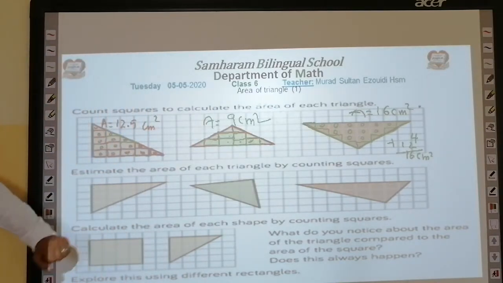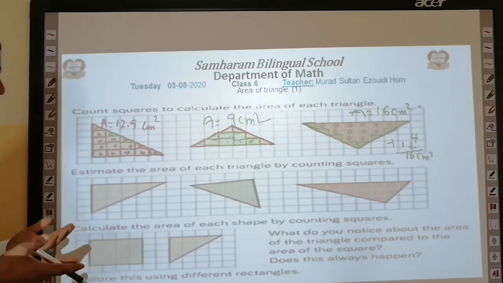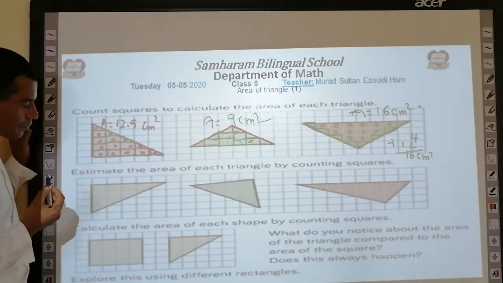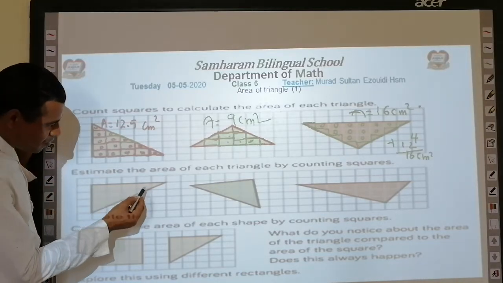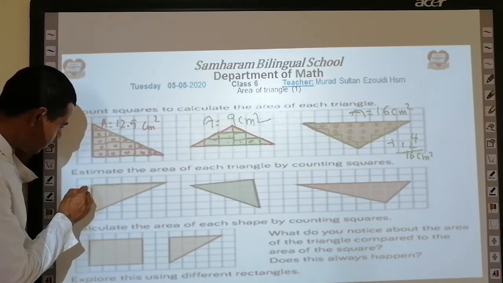Okay, estimate the area of each triangle by counting squares. Then calculate the area of each shape by counting squares. What do you notice about the area of the triangle compared to the area of the square? Does this always happen? Explore this using different rectangles. Okay. Here, my learners, what do we have? We have a triangle.